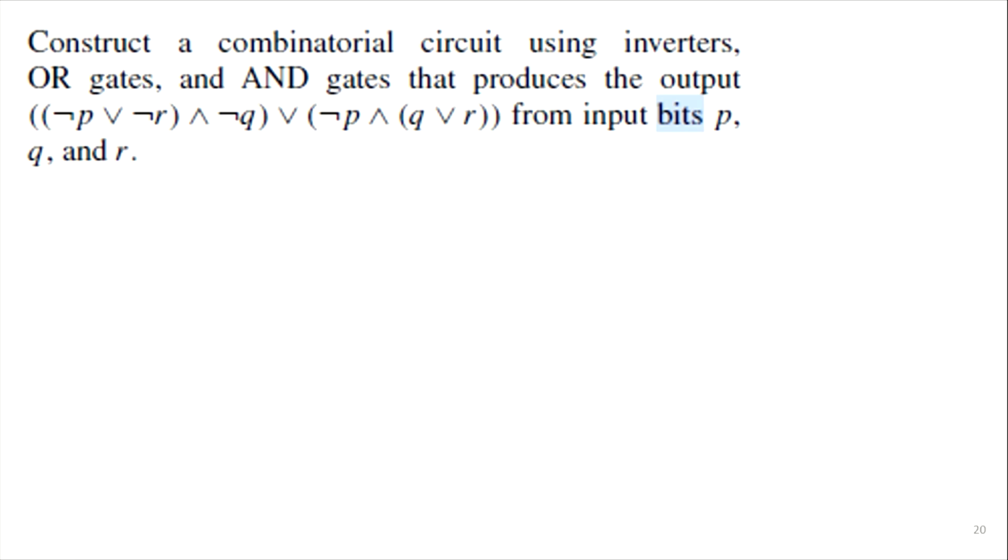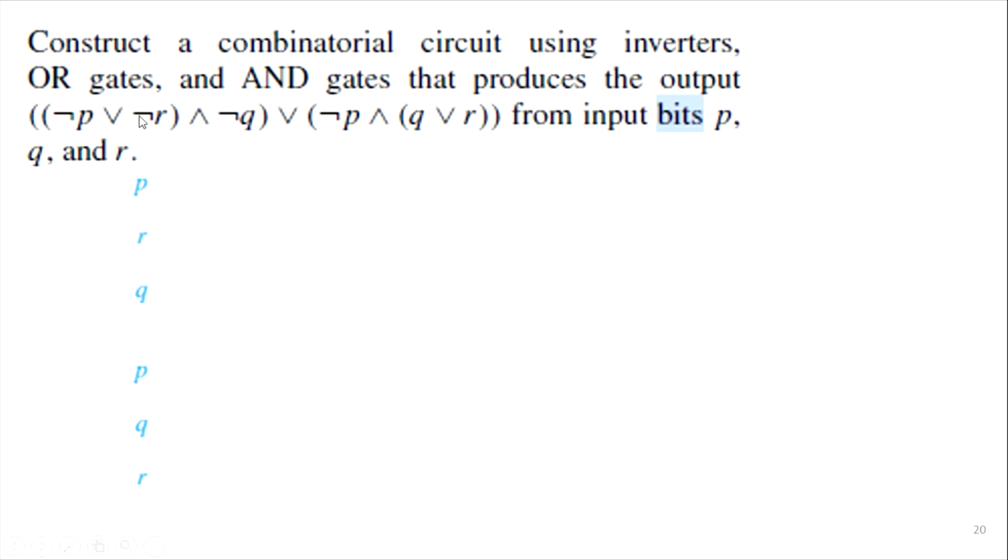So last, construct a combinatorial circuit using inverters, OR gates and AND gates that produces this output from inputs P, Q, and R. So by just looking at this, this is the main operator. So we have two groups, this one and this one. So we have P, R, not Q, P, R, Q, and the second group is P, Q, R. So let's start here first.